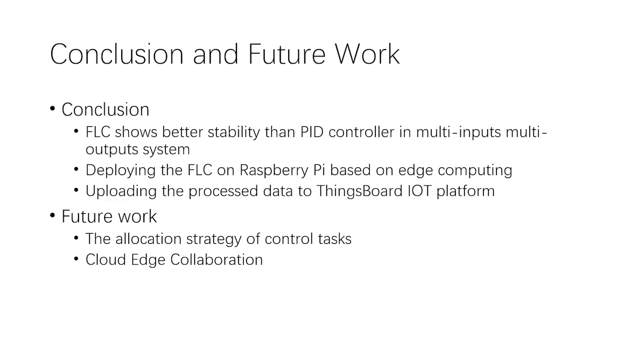And our future work is mainly on the allocation strategy of control tasks. When the number of edge nodes increases and traffic congestion occurs, temperature control by cloud and edge collaboration is the focus of our next research.